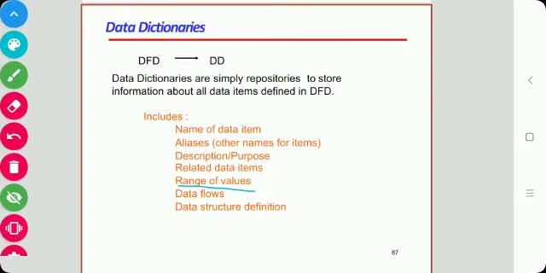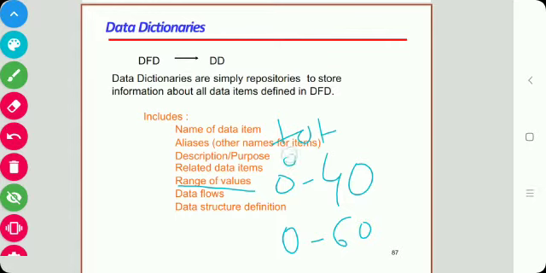Next is range of values. Range of values is the range of that particular data item. For example, total marks must be positive and must be between 0 to 100. In our case, the internal marks are from 0 to 40, external marks are from 0 to 60, and total marks are from 0 to 100. So these are the ranges.